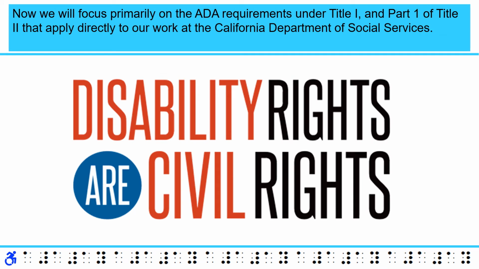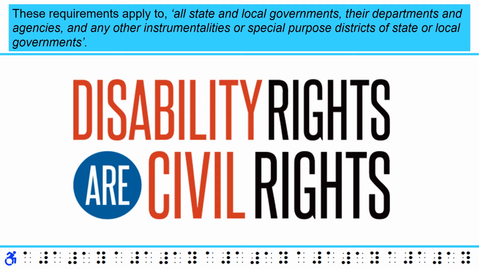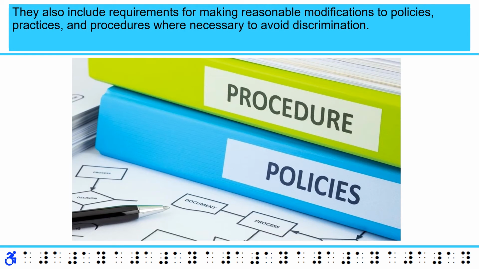Now we will focus primarily on the ADA requirements under Title I and Part 1 of Title II that apply directly to our work at the California Department of Social Services. Titles I and II of the ADA prohibit discrimination against qualified individuals with disabilities in employment, programs, activities, and services. These requirements apply to all state and local governments, their departments and agencies, and any other instrumentalities or special purpose districts of state or local governments. These titles also outline the administrative processes to be followed, including requirements for self-evaluation and planning. They also include requirements for making reasonable modifications to policies, practices, and procedures where necessary to avoid discrimination.